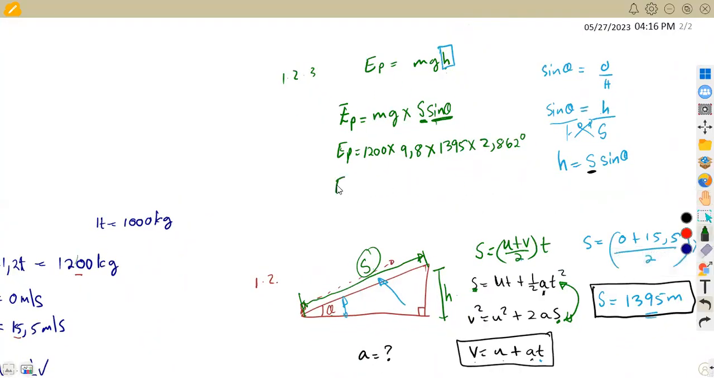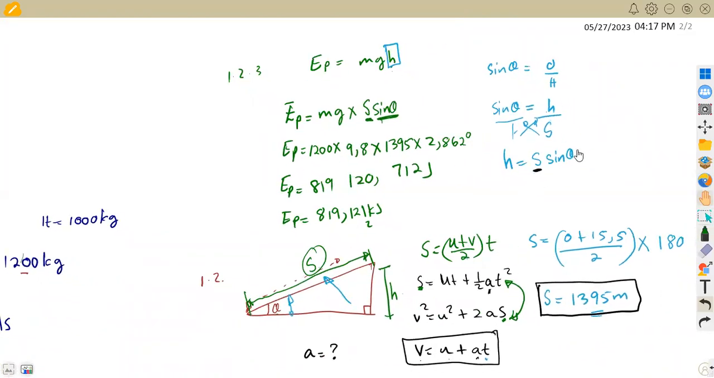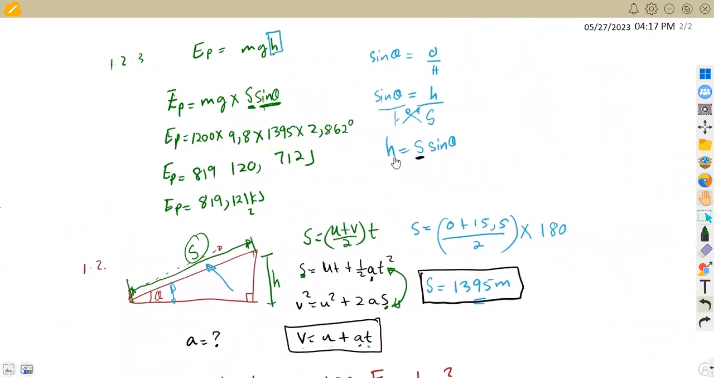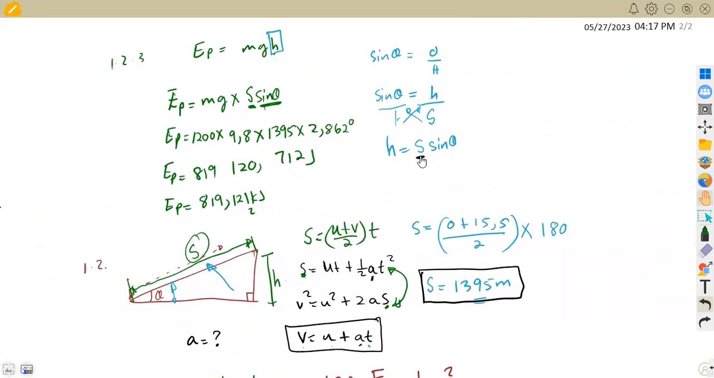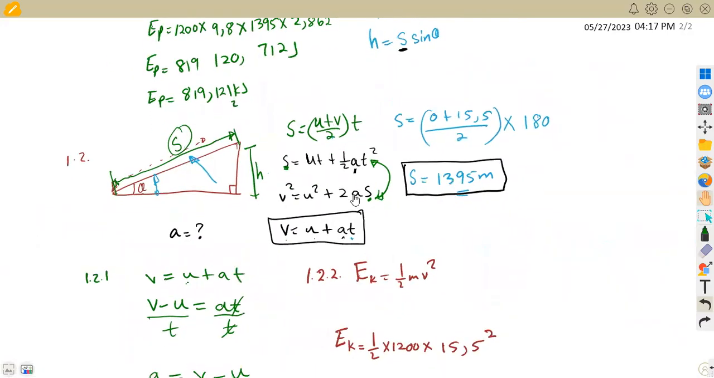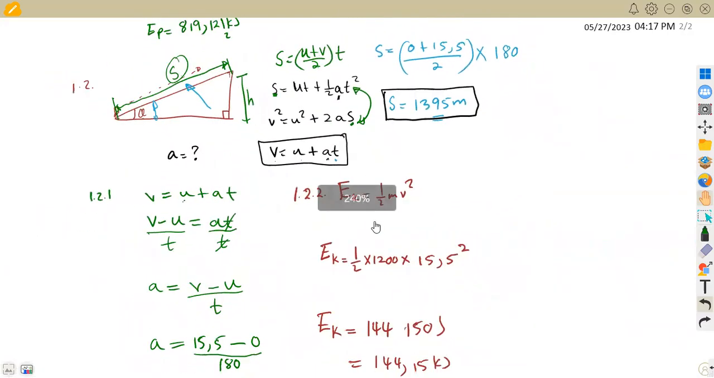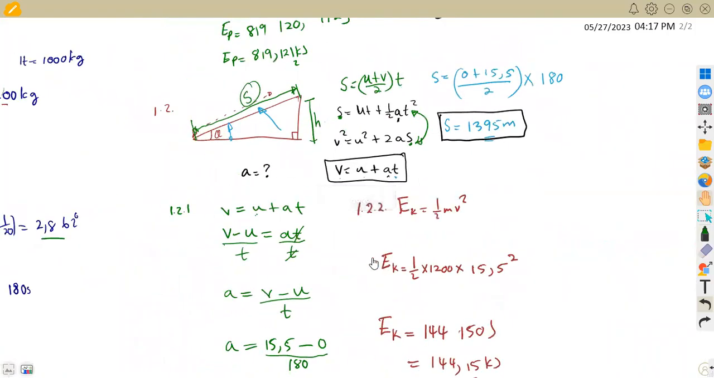All right. So this is going to be our potential energy in this case, which is going to be 819,120, 712 joules. So take note, energy is measured in joules. So if you convert to kilojoules, divide by 1,000, this is going to be 819,121. So that will be 121 kilojoules. That is if you are to convert to kilojoules. Okay, so this information is very, very important. This is how we answer these typical questions. When we are given an incline, it's just a combination of formulas that you're supposed to use in this case.